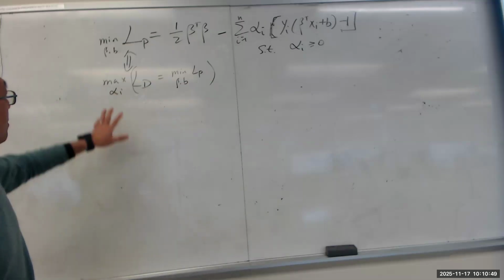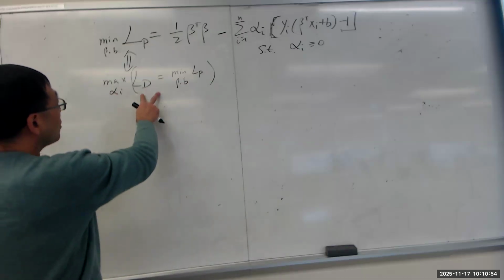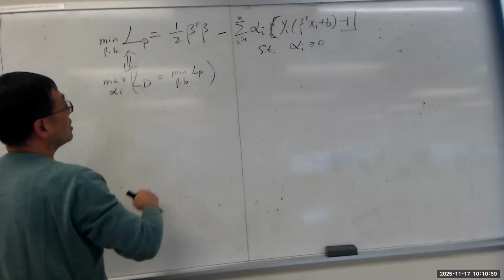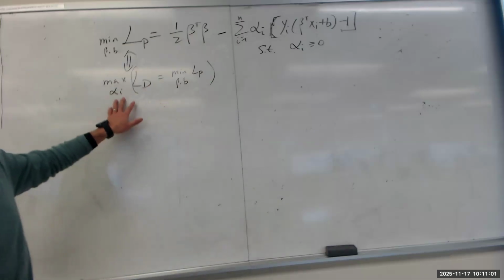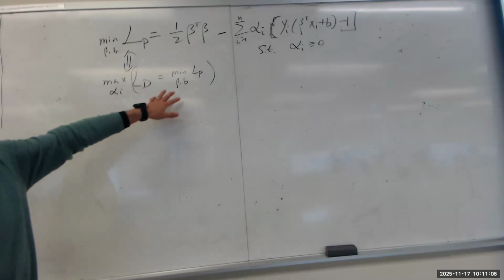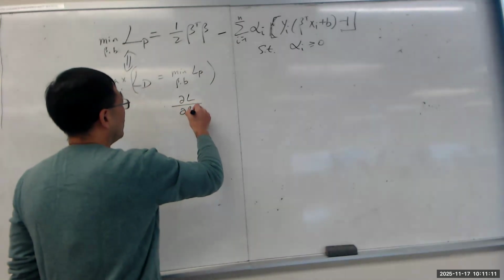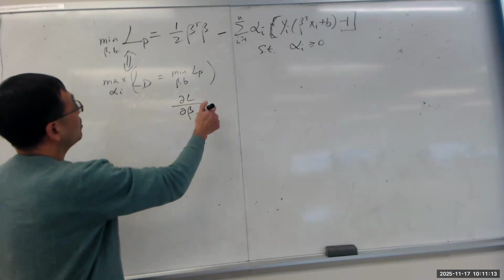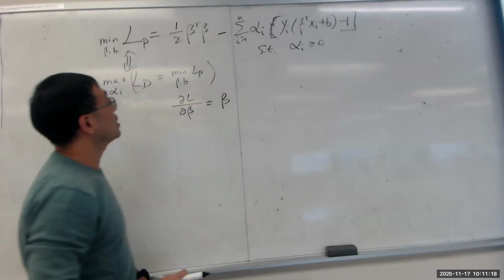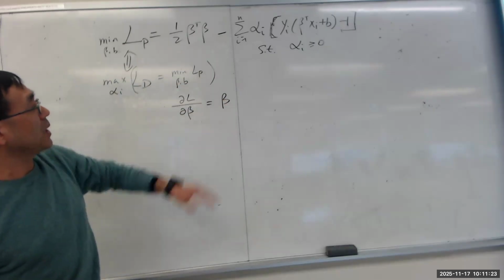So for the dual problem LD, let's see what it is. We want to minimize this Lagrangian function with alpha i given, so we first fix alpha i. Let's see the form for beta. The derivative of LD with respect to beta: the first term is one half beta transpose beta, a quadratic form of beta, and its derivative is just beta.